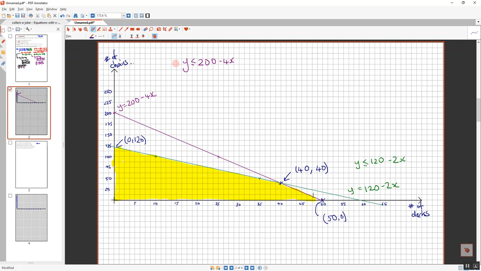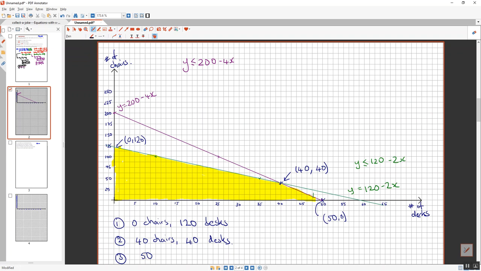Okay. So my possibilities, in order to try and maximize, and we need to test them, I've got 3 possibilities. I could make 0 chairs, but I could make 120 desks. My other option is to make 40 chairs and 40 desks. And my other option is to make 50 chairs, 50 desks.